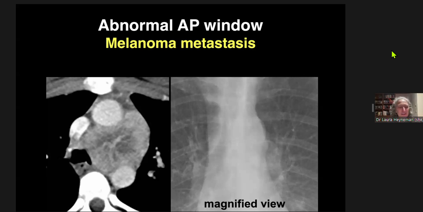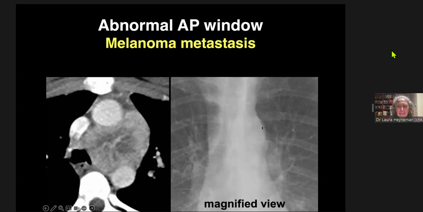A silhouette sign means that two structures that have similar densities, so soft tissue density, calcium density, for example, if they're similar densities and they immediately abut one another, they touch one another, you will not be able to see the border of where those two structures touch. So the borders of the structures will be, we say, silhouetted out, obscured when they touch one another.